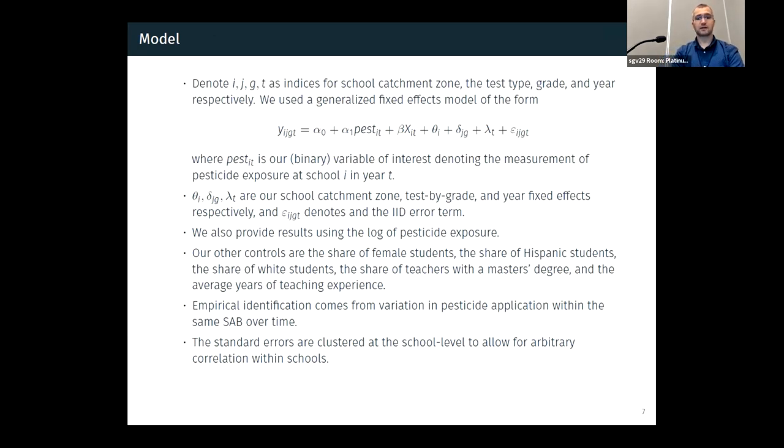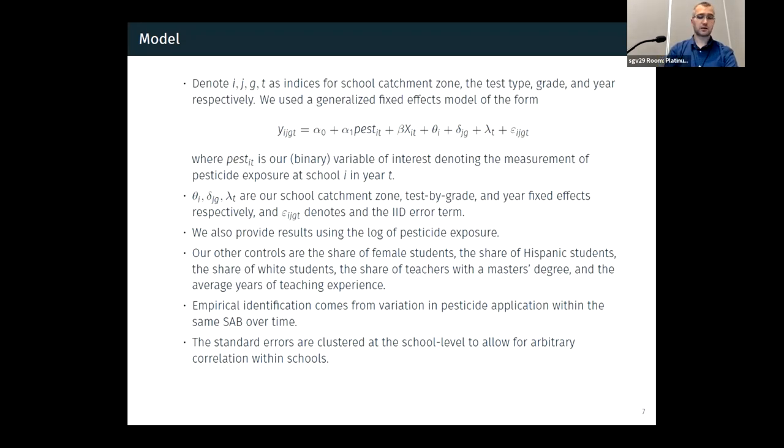We have fixed effects at the school catchment zone level, test by grade fixed effects, as well as year fixed effects to account for common changes over time. We also control for a couple of observables: female student share, share of Hispanic students, share of white students, share of teachers with a higher educational degree, and average years of teaching experience. Basically, our identification comes from variation in pesticide exposure or pesticide application based on the 95th percentile over space.